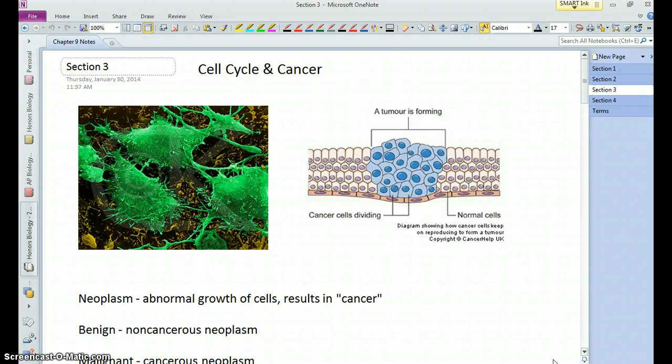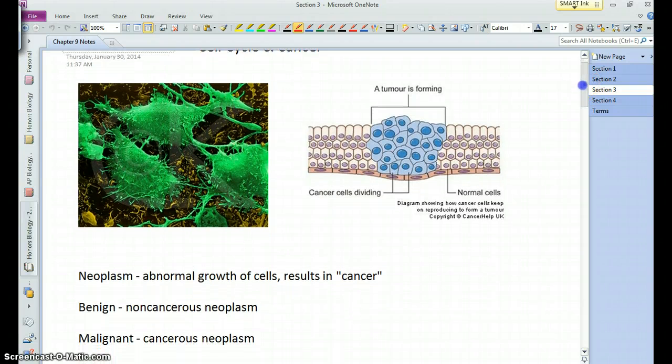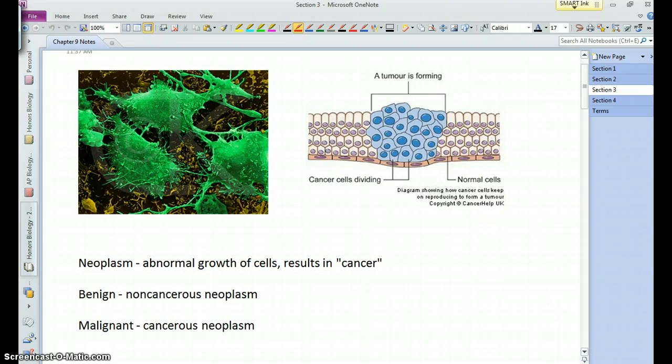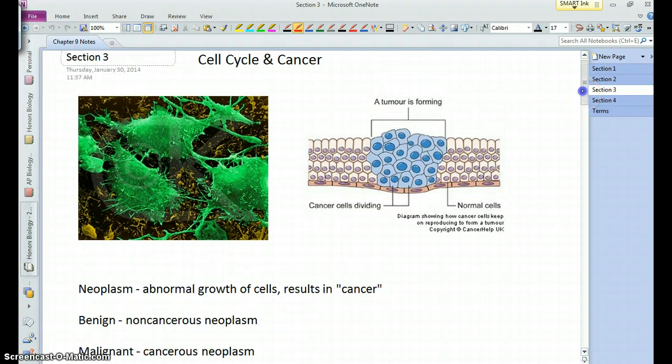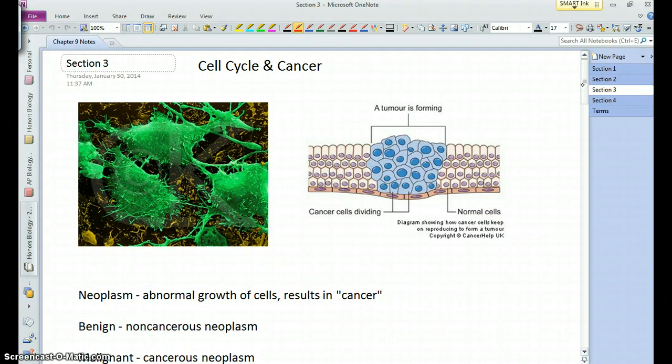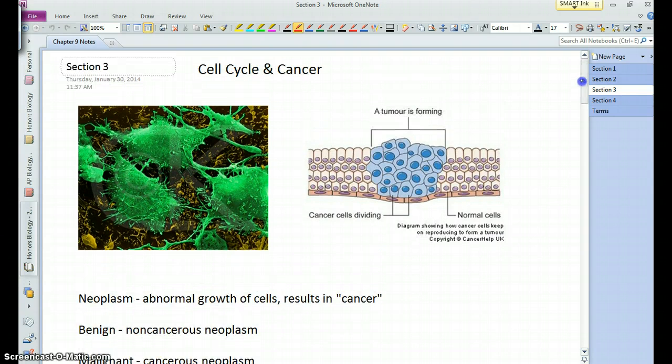Okay, now we're going to cover sections 3 and 4 in chapter 9. And here we're going to talk about cancer, which, as is shown here in its earliest stages, is essentially an abnormal growth of cells or neoplasm that begins to form a tumor. And in some cases they can spread and basically cause all sorts of problems.